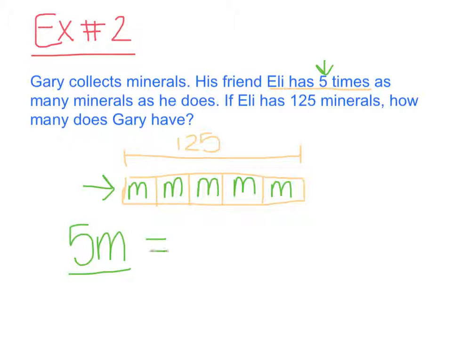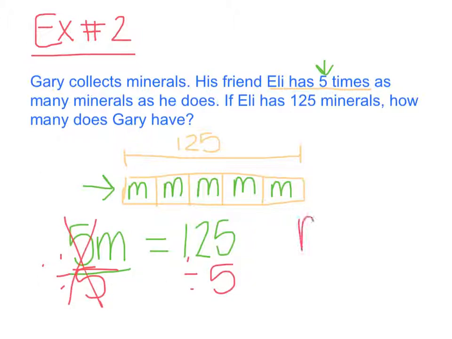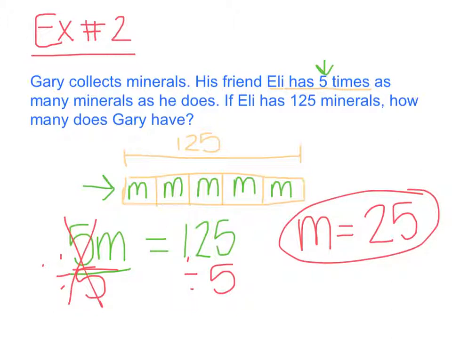equals 125 because that's how many Eli has total. Remember, to solve, we have to do the opposite. This means multiplication, so we divide by 5. This crosses itself out. Now we have M equals 125 divided by 5 is 25. So Gary has 25 minerals.